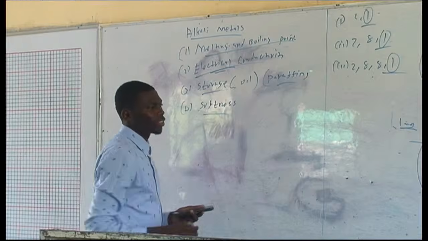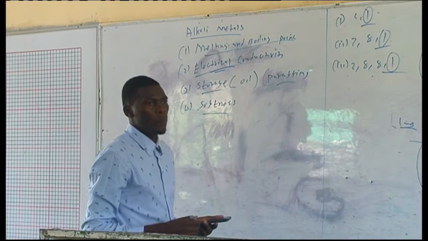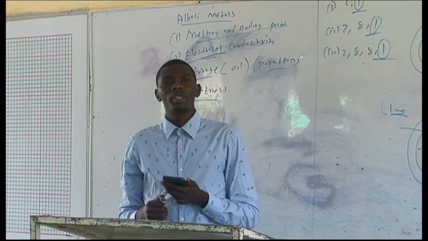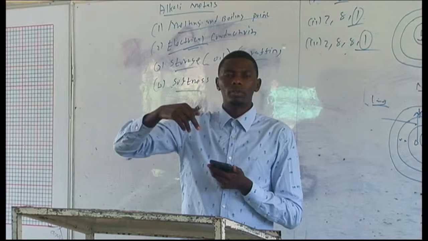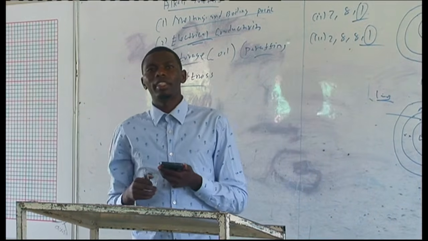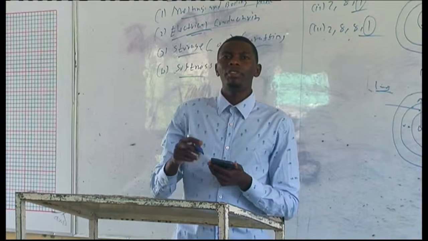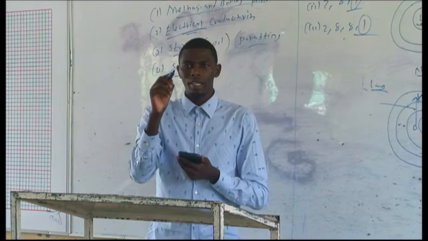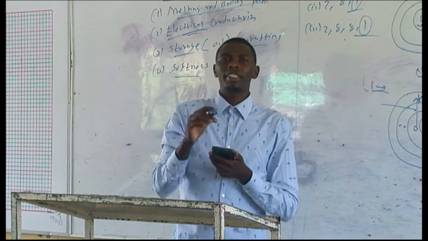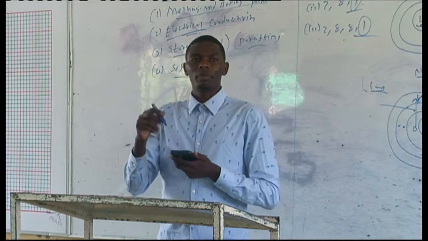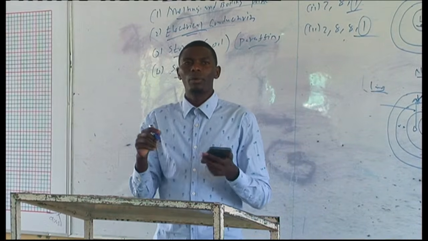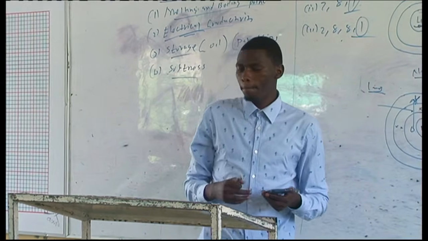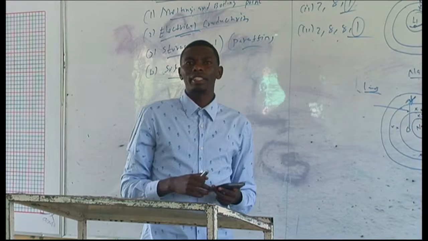We have what we call the softness. Alkali metals are soft. But as we go down the group, the softness increases. If you cut lithium, compared to sodium and then potassium, potassium can be easily cut because the bonding is loose or weak as compared to that of lithium. So the softness increases down the group.